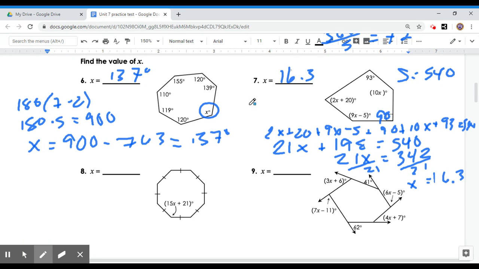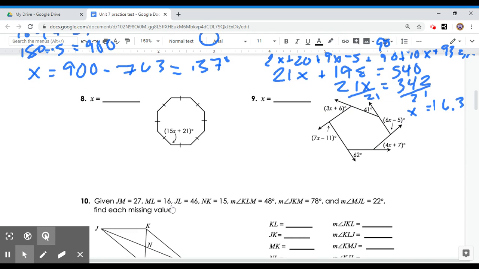So again, the key here is you need to find the sum. So this is a pentagon, so 5 sides. So the sum of the interior angles is 540. So then you just add all of this stuff up, set it equal to 540, and then solve for x.